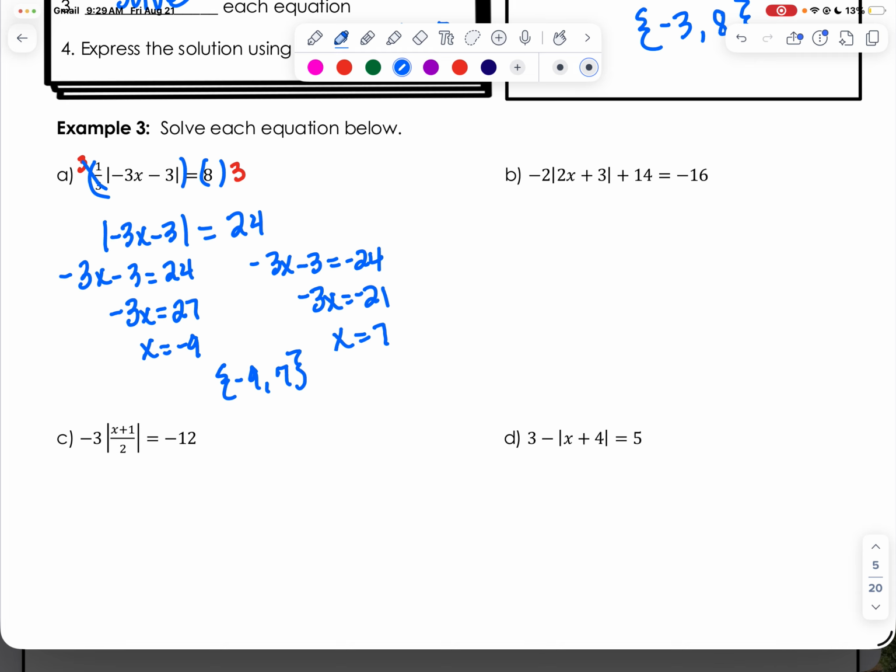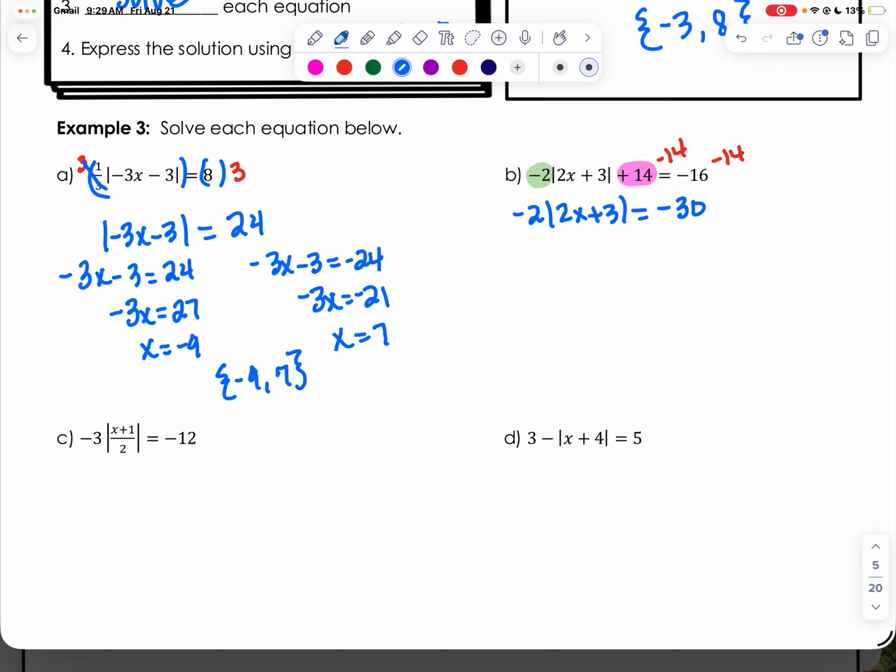All right, problem B. Now in problem B, to isolate our absolute value expression, we're going to have to get rid of this 14 and this negative 2. So let's get rid of the 14 first. We're going to subtract 14 from both sides. So if I subtract 14 here and 14 here, that will give me negative 2 absolute value, 2x plus 3 equals negative 16 minus 14, negative 30.